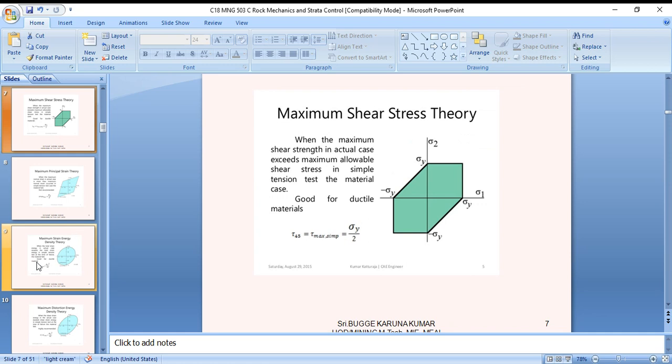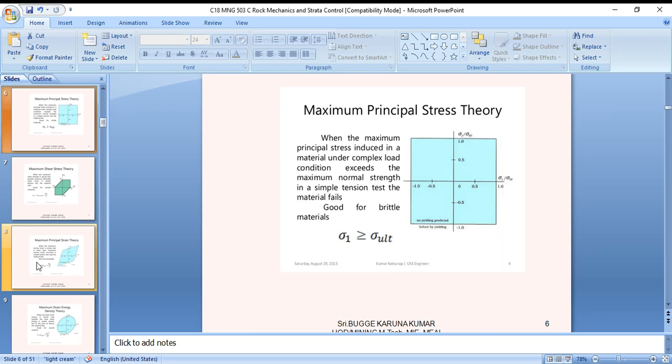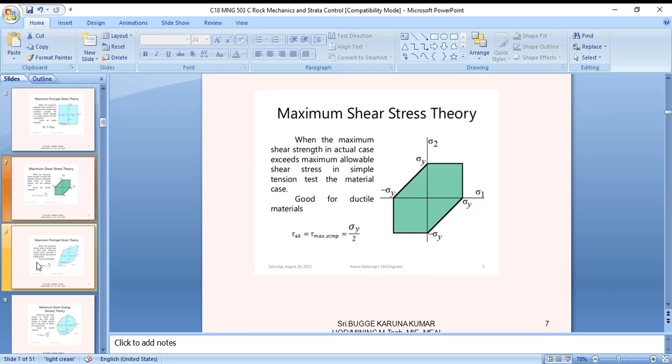Maximum shear stress theory is also there. Another theory: when the maximum shear stress in an actual case exceeds the maximum allowable shear stress in a simple tension test, the material fails. It is good for ductile material. The previous one is good for brittle material. The shear stress theory gives good results for ductile material.